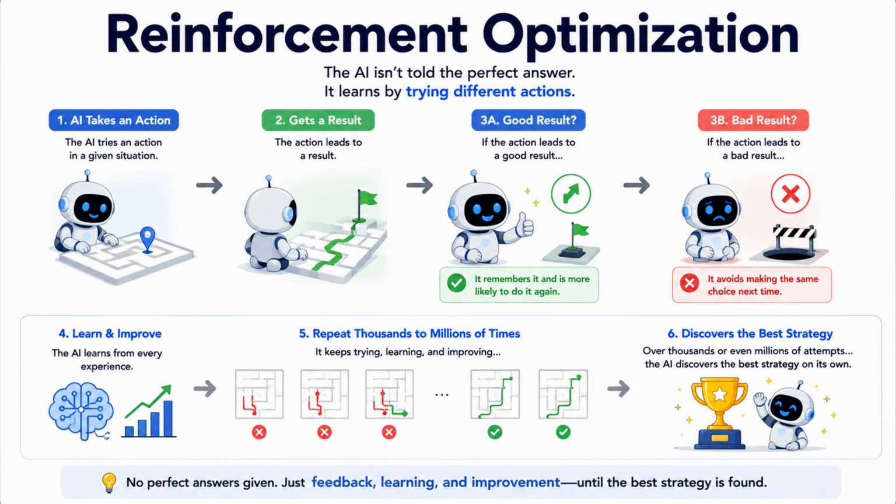The AI isn't told a perfect answer. It learns by trying different actions. If an action leads to a good result, it remembers it and is more likely to do it again. If the action leads to a bad result, it avoids making the same choice next time. Over thousands or even millions of attempts, the AI discovers the best strategy on its own. That's why reinforcement optimization is used to train robots, self-driving cars, or even some parts of the large language models.